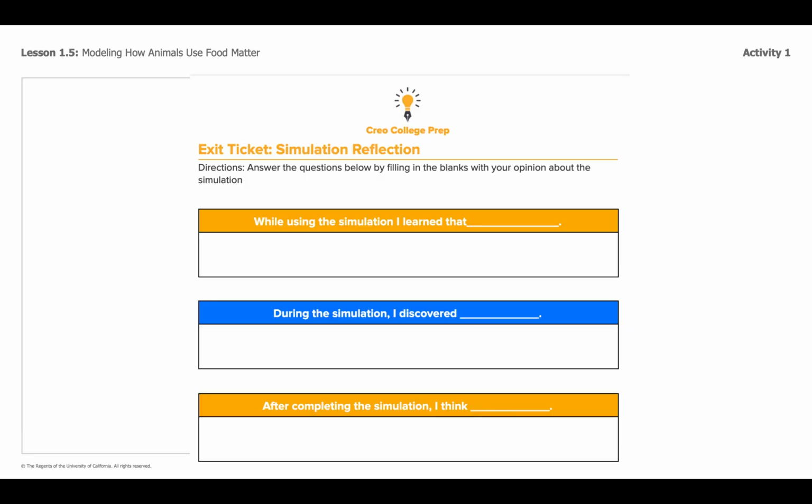So the next part is your exit ticket. For the exit ticket, I want you to write down your reflection of the simulation by filling in the blanks to the following questions. While using the simulation, I learned that. Tell me one of the most interesting things that you learned by using this simulation. Your response could complete the sentence, or if you want to use multiple sentences, that's fine as well. Then the next question reads, during the simulation, I discovered, and next, after completing the simulation, I think. So what conclusions are you drawing by using the simulation? What things can you infer based off of what you saw in the simulation?